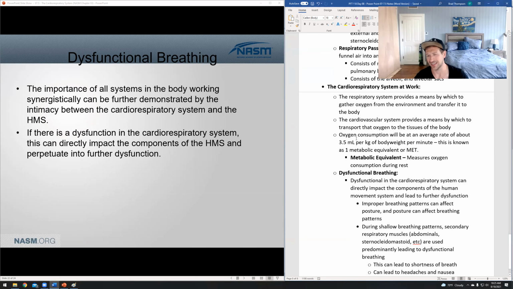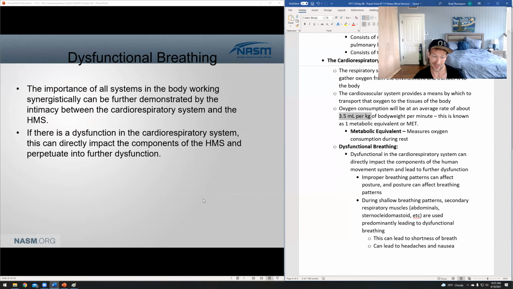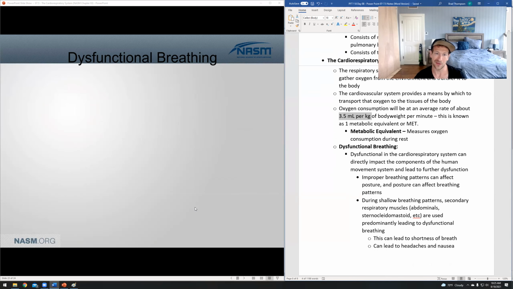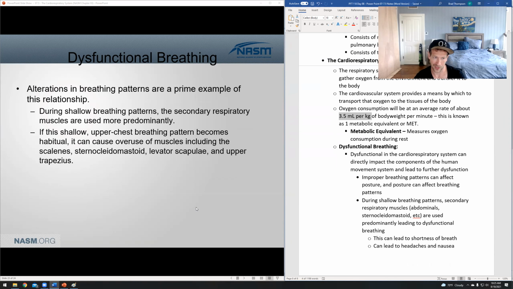For the most part, they just like to have you know this statistic. They like to have you know that's 3.5 milliliters per minute. Even though, honestly, guys, take it from me, you don't actually use it that often in the real world.